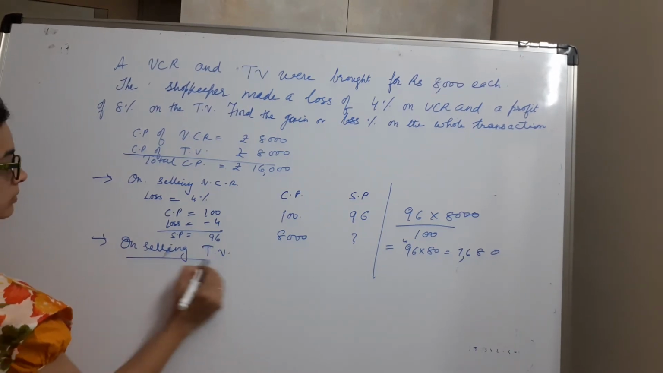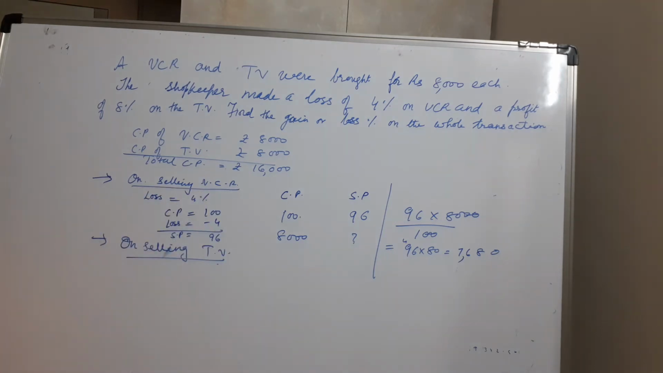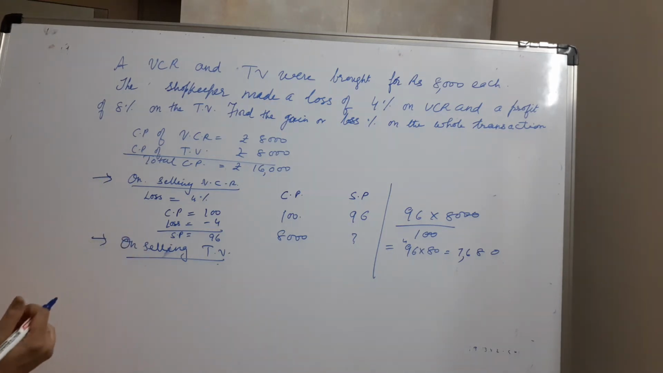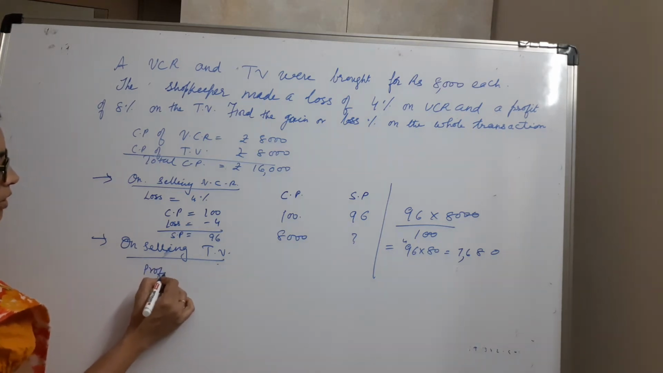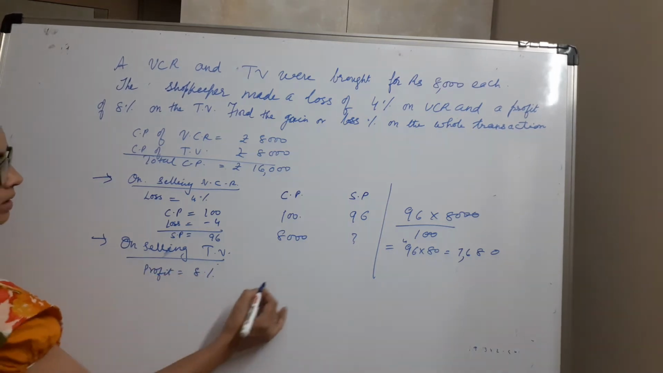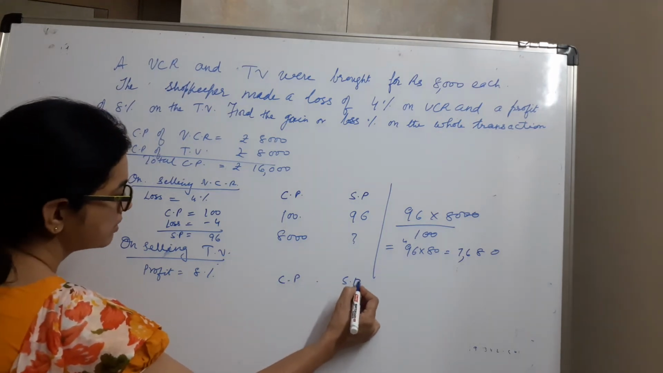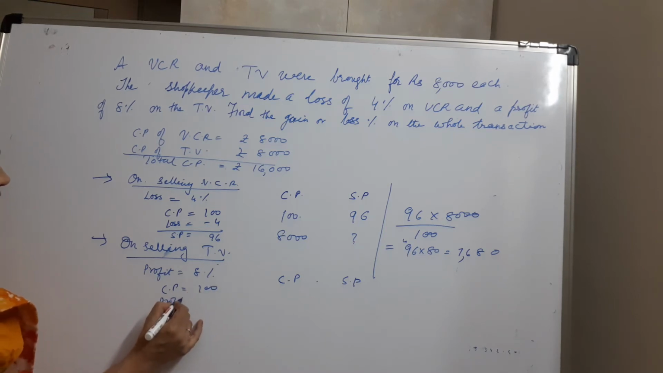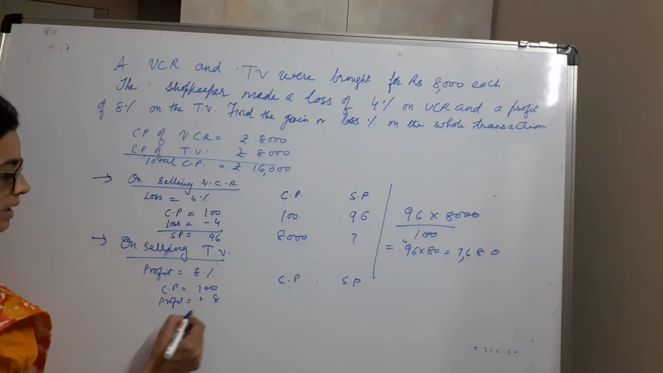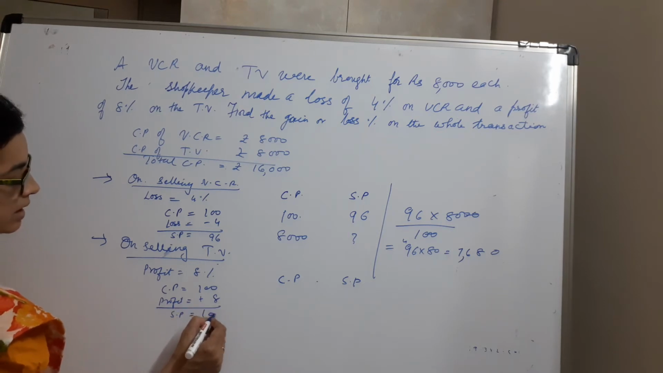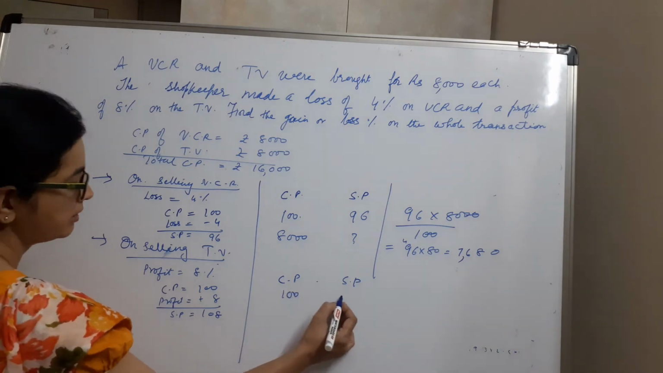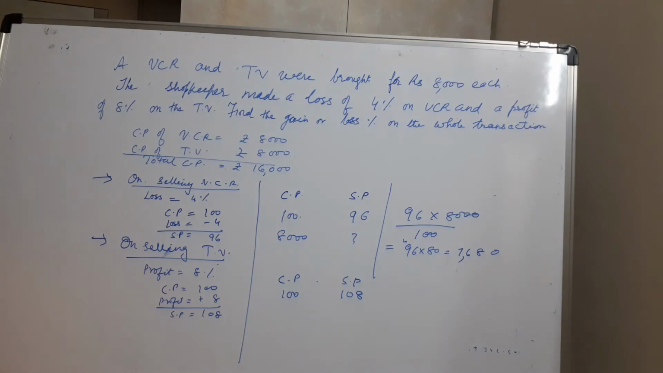This was on selling the VCR, now on selling the TV. There is a profit of 8%. In the TV he is getting profit; in the VCR he is getting loss, but in the TV he is getting profit. Profit is equal to 8%. Let us use the unitary method, CP, SP. Here, if CP is 100, then profit is 8%, which means plus 8. SP will be 108. So if CP was 100, due to profit, SP will become 108.